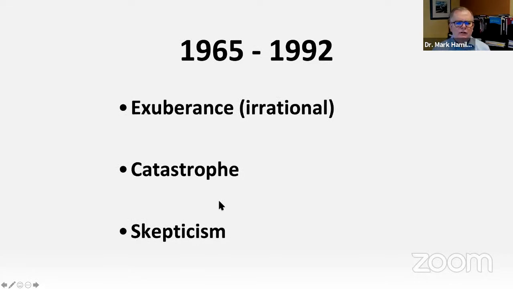So what happened after 1965? This was nicely summed up by Mike Williams, a neurologist from Seattle. There was this initial exuberance, which is probably irrational. Everybody got treated, poor indications, poor guidelines. The results were catastrophic. And this generated a lot of skepticism, which I'll come to in a minute.